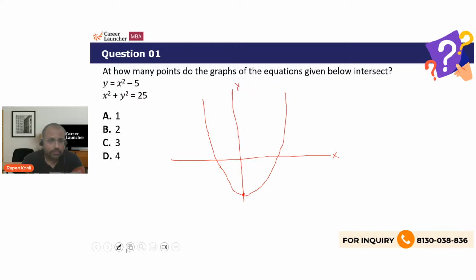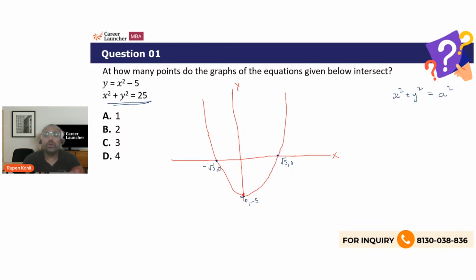Right? So we have to find the intersections of this graph along with the other equation of x square plus y square equal to 25. So we know that x square plus y square equals a square is the equation of a circle with its center at the origin and radius of a units, right? So it has a radius of 5. Okay, identify these points. This is 0 minus 5. Also, y is 0 when x square is 5 or x is plus minus root 5. So these are the points root 5 and minus root 5 comma 0 on the x-axis, right?